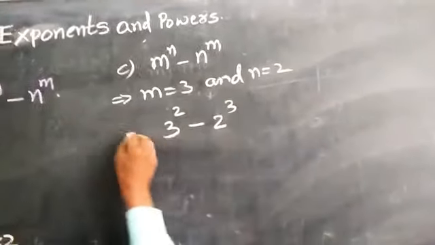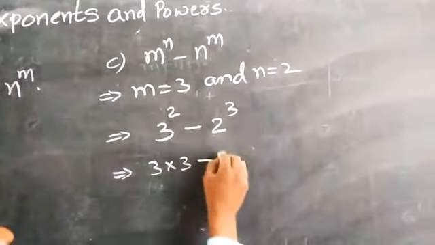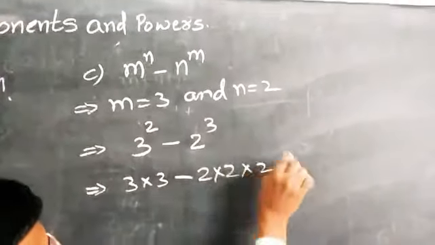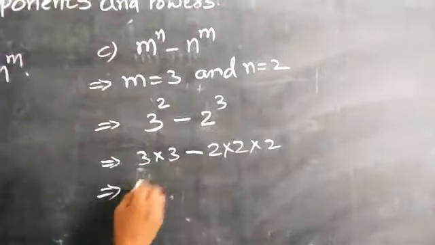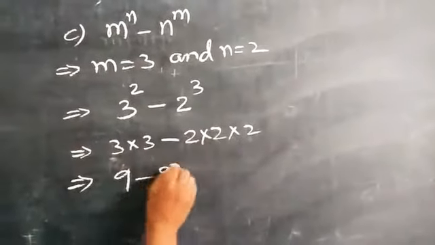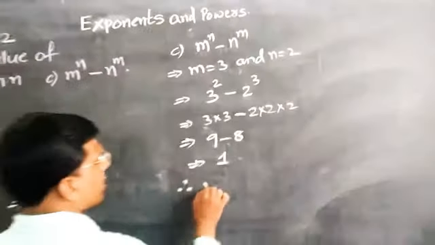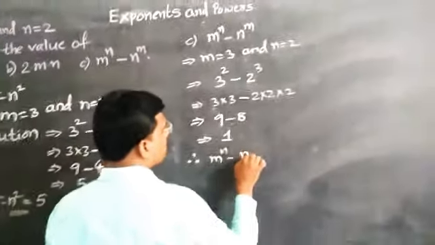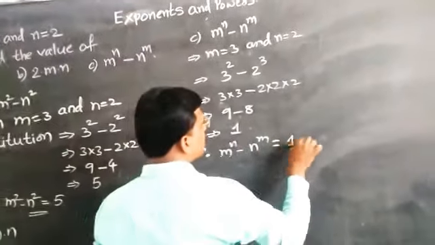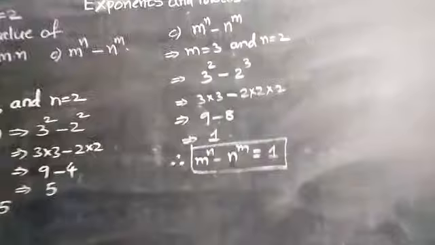3 cube. So 3 square, 3 into 3, minus 2 cube, 2 into 2 into 2. 3 3s are 9 minus 2 2s are 4, 4 2s are 8. 9 minus 8, 1. Therefore, m to the power of n minus n to the power of m is equal to 1. So this is the way of solving the problems.